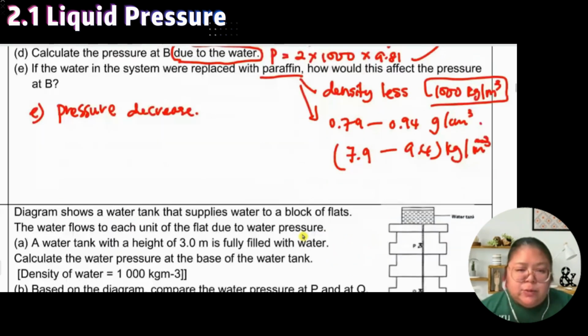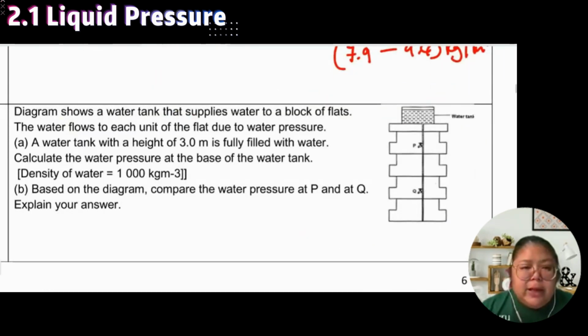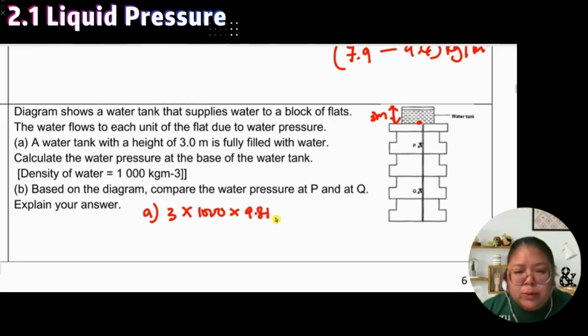Then we go to the next one, question 10. The water tank question: the diagram shows the water supply to a block of flats. Water flows to each unit of the flat due to the water pressure. The water tank with a height of 3 meters is fully filled with water. Then calculate the water pressure at the base of the water tank. The density is provided, so we calculate: 3 meters multiplied by 1000 multiplied by 9.81. This one is the water tank. At the bottom, I just get 29430 Pascal.